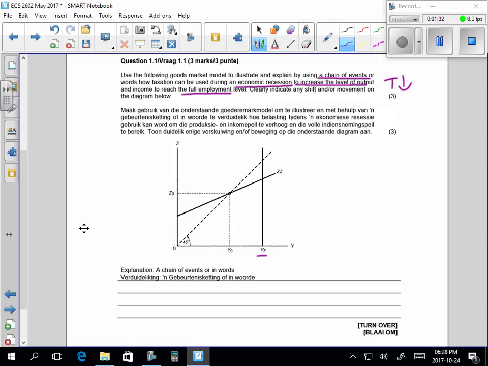Okay, so in this case, they want us to reach the full employment level of income. We're going to decrease tax, and the demand curve will shift upwards to ZZ1. All right, so what I was saying there is it's a decrease in tax, but rather put an upward arrow to show that there is an upward movement of the demand curve. Obviously, correspondingly, when we shift the demand curve upwards, there is an increase in output and income, which you need to also show on your graph.